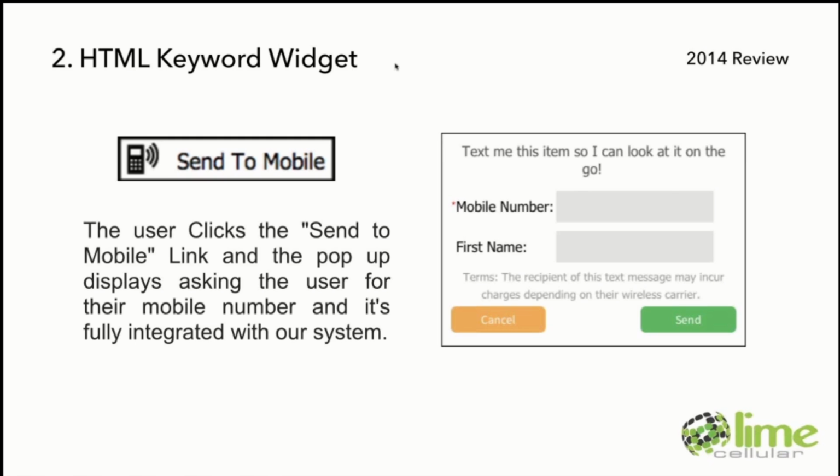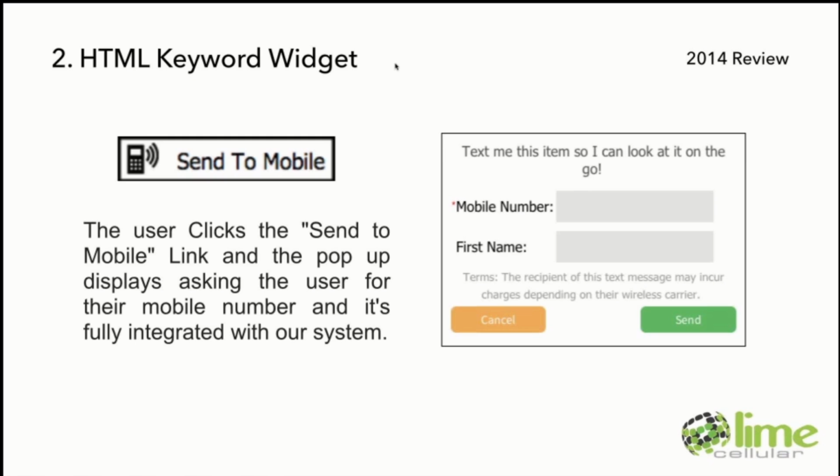What it does is add a send-to-mobile text button with this little phone icon, and when they click on it, it opens a pop-up message in the center of the screen. They're able to enter their mobile number and name. All you have to do in the code is pick the keyword, and whatever you set that keyword to do, that's what will happen.